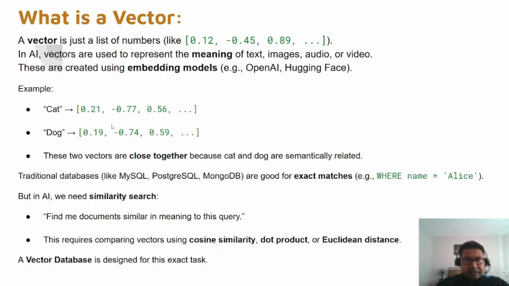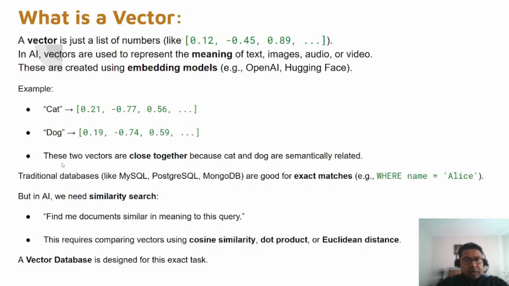Example: cat is represented like this and dog may be represented like that. These two vectors are close together because cats and dogs are semantically related. So the vector database only knows that this vector is similar to this vector. And if we ask what is a more relevant pet rather than cat, it can search its database to see what is the closest match based on this vector, and it can figure out the dog.